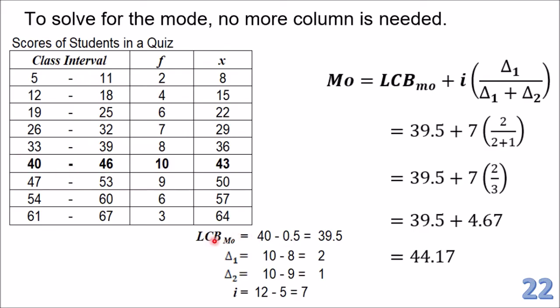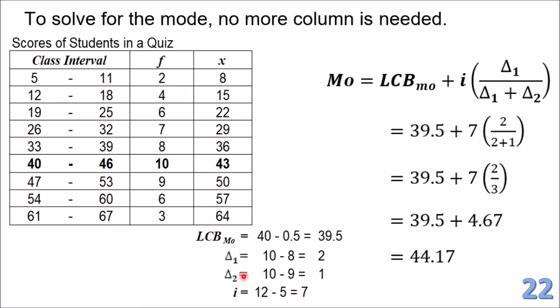For the LCB, ganun pa rin. Ang pinaka class boundary nito, lowest is 40. So the lower class boundary, true boundary is 40 minus 0.5 and that is 39.5. Pareho lang sa kanina. But not all the time ay pareho to silang dalawa. And then delta 1, saan galing to? 10 minus 8. So ito yung 10 na to and then yung below it is 8. 10 minus 8. O difference nito, yan yung ating delta 1.